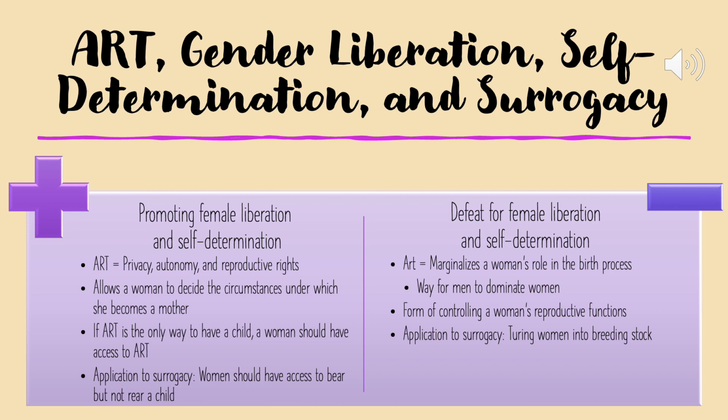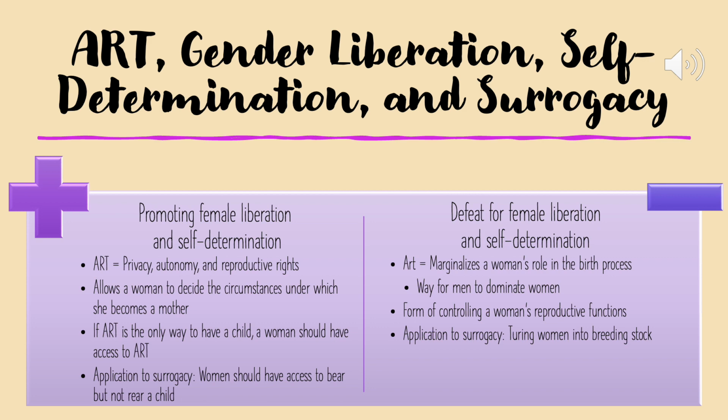We will conclude our discussion of ART by talking about how ART relates to gender liberation and self-determination for women, as well as the application of using ART for the purpose of surrogacy. There are some who believe that ART promotes female liberation and self-determination. For these individuals, ART is viewed as a form of privacy, autonomy, and reproductive rights. ART allows a woman to decide the circumstances under which she chooses to become a mother.